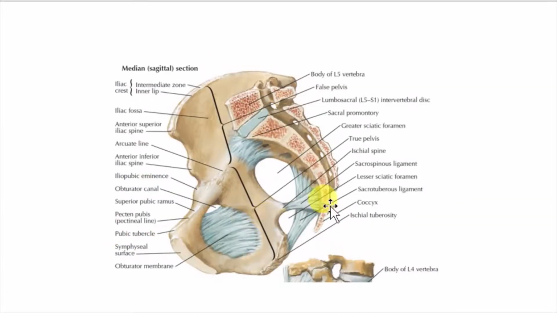Here you can appreciate this is the sacrospinous ligament and this is the sacrotuberous ligament. These two ligaments have converted the greater sciatic notch into a foramen and the lesser sciatic notch into a foramen. Here you can appreciate this is the obturator membrane, and a gap is formed here, which is the obturator canal.